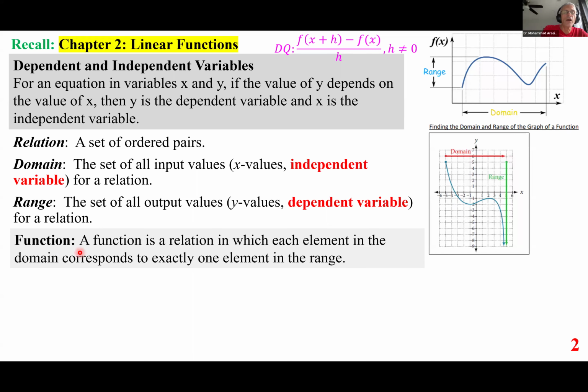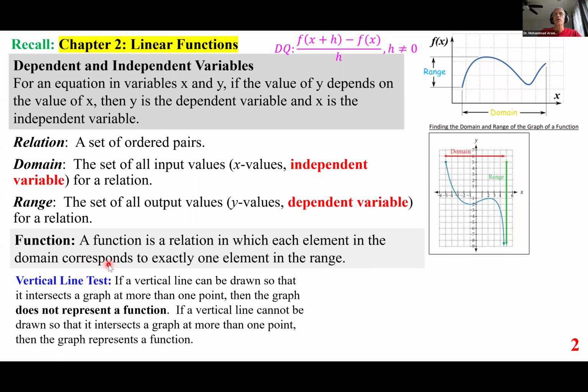Function. A function is a relation in which each element in the domain corresponds to exactly one element in the range. We use the vertical line test to check it, or VLT for short. If a vertical line can be drawn so that it intersects a graph at more than one point, then the graph does not represent a function. If a vertical line cannot be drawn so that it intersects a graph at more than one point, then the graph represents a function.